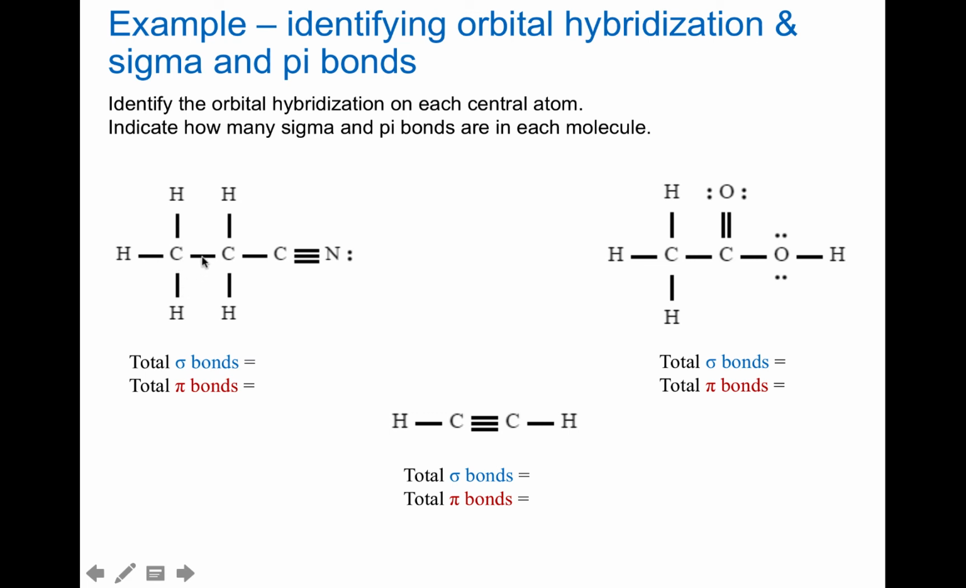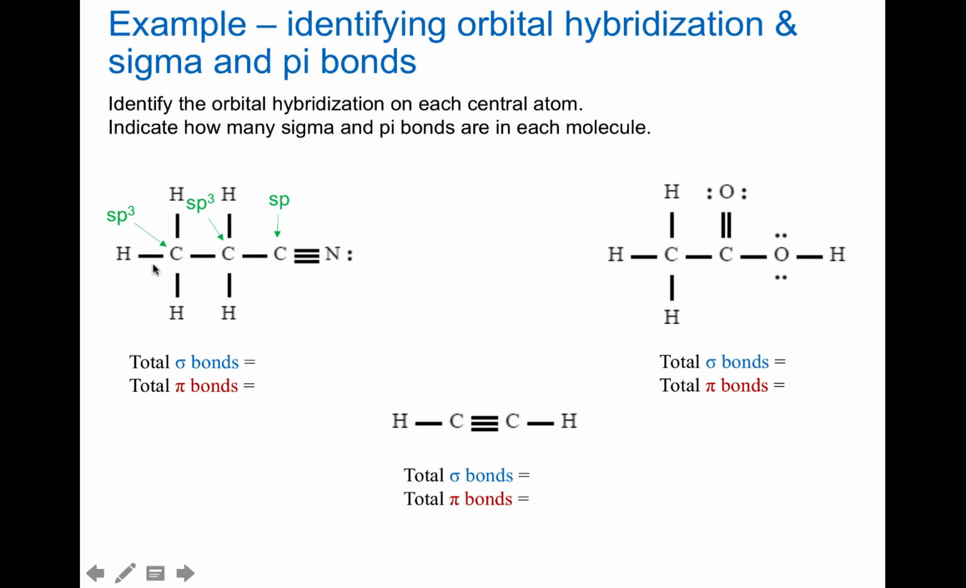So you have 1, 2, 3, 4 regions of electrons, which is tetrahedral, and that corresponds to sp3 hybridization. This carbon also has 1, 2, 3, 4 regions of electrons, so it will also have sp3 hybridization. This carbon has 1, 2 regions of electrons, linear electron group arrangement, and so the orbital hybridization that corresponds to that is sp. Finally, we need to count our pi bonds and sigma bonds.